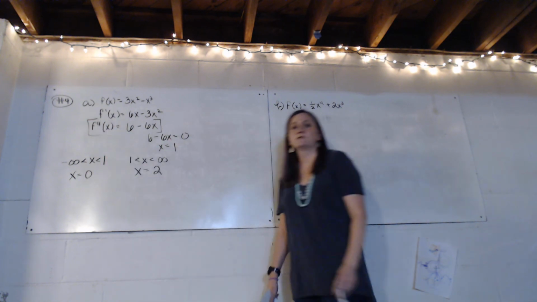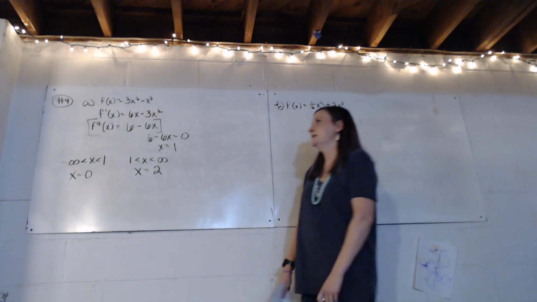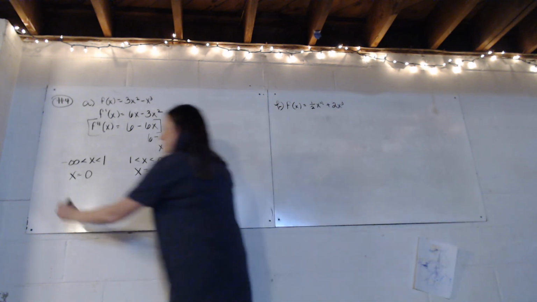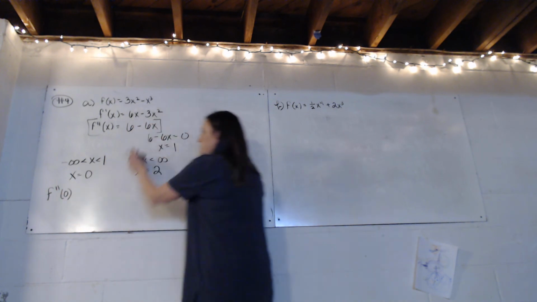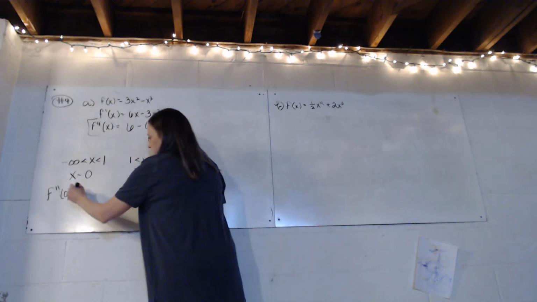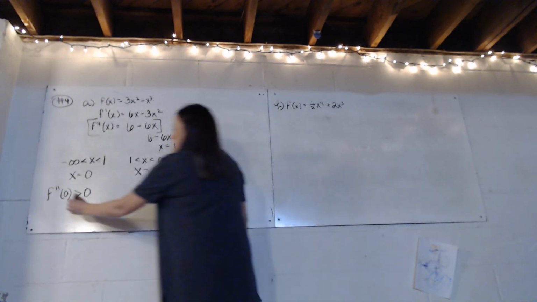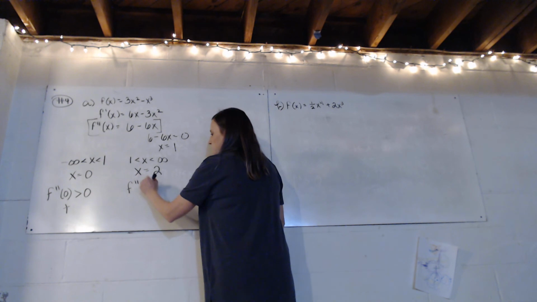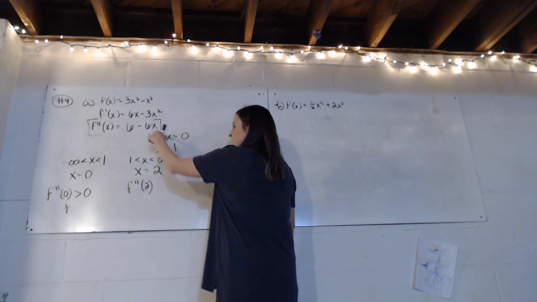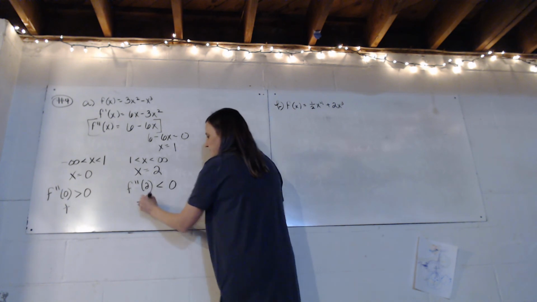If your second derivative is positive, that's a concave up interval. If it's negative, it's a concave down interval. So here, I'm going to plug 0 into my second derivative, and that gives me 6. So it's a number that's greater than 0. It's positive. Here, I'll plug in 2 to my second derivative, and I get negative 6. So that's less than 0, a negative value.